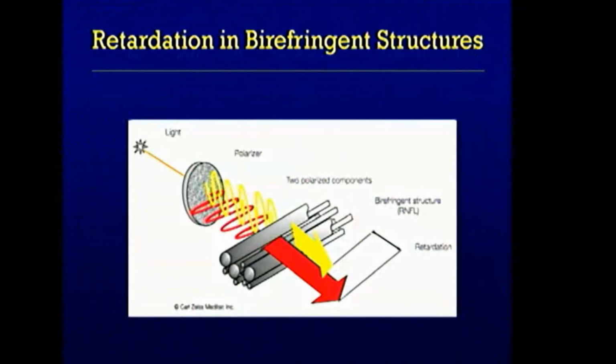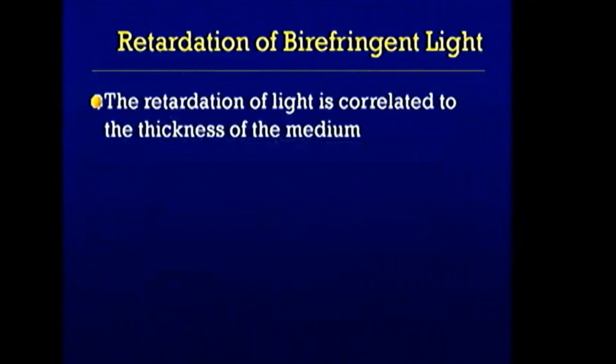So, light is shone through a polarizer, which makes light unidirectional, and then passes through the birefringent structure, in this case the retinal nerve fiber layer, and then we're able to measure retardation. And by measuring retardation, we can get an estimate of the thickness of the nerve fiber layer. The thickness of the nerve fiber layer is correlated to the amount of retardation of light.